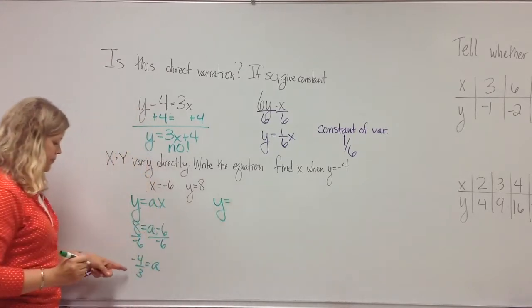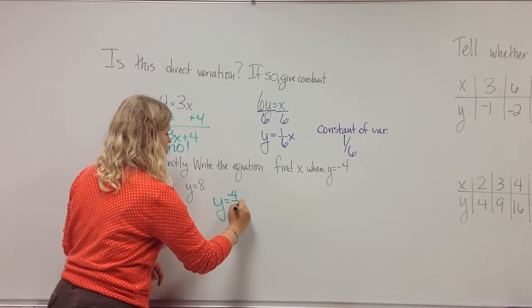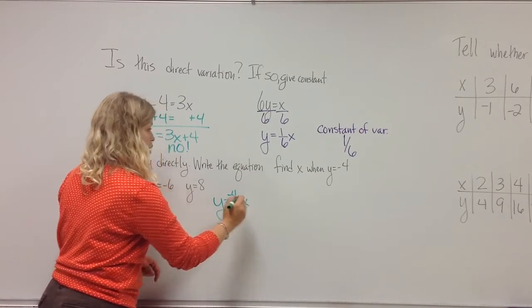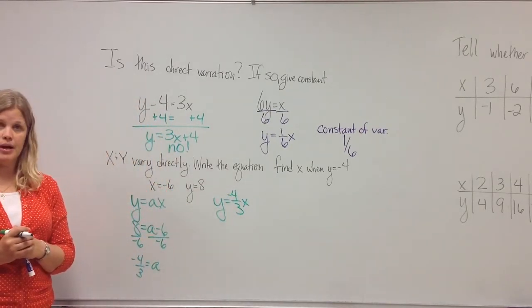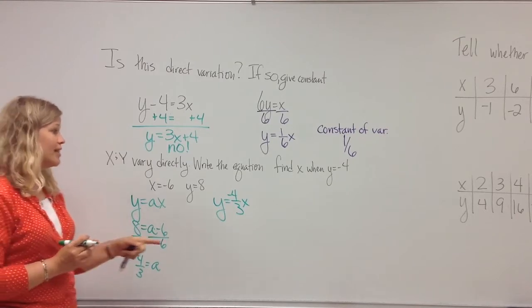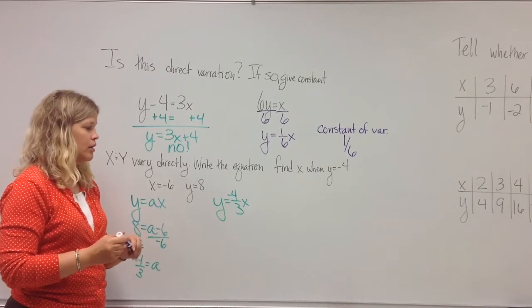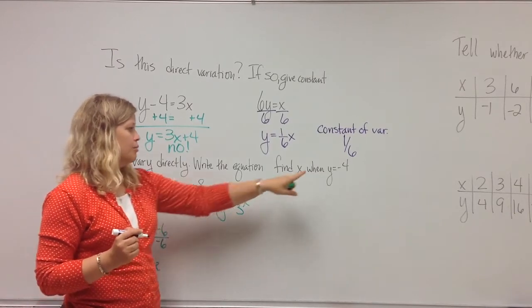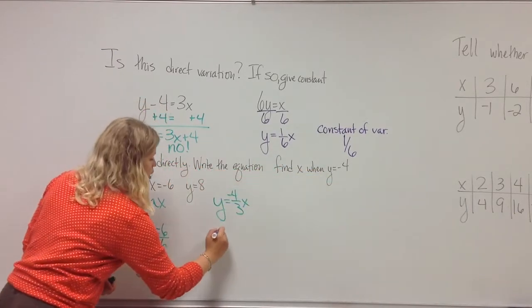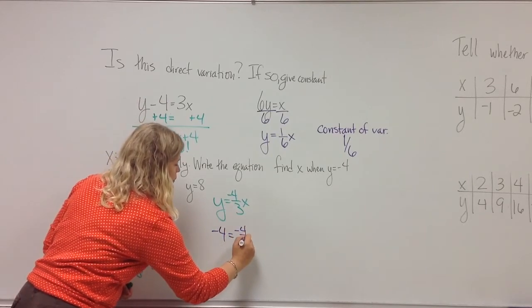So, the next thing that we want to do is write the equation. Leave the y, put in the a, and then you've got your x. Okay? Now, the last part asks us to find x when y is -4. So, what do we know, y is -4, plug that in.